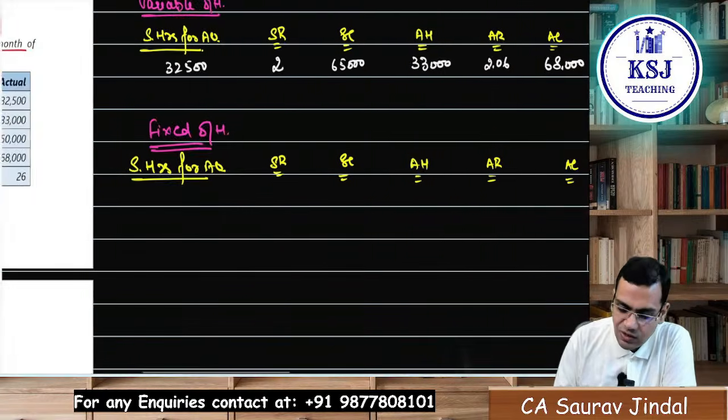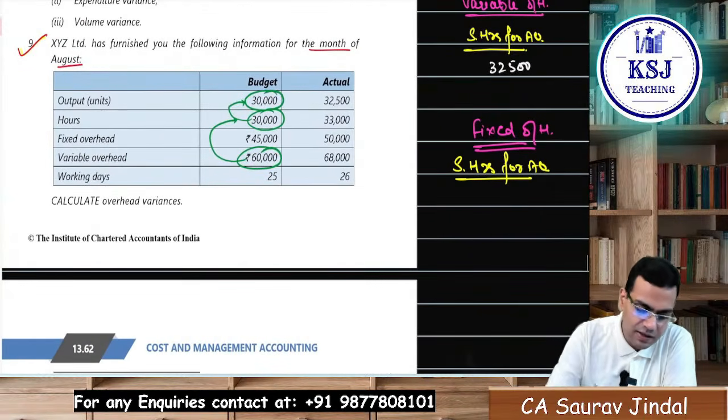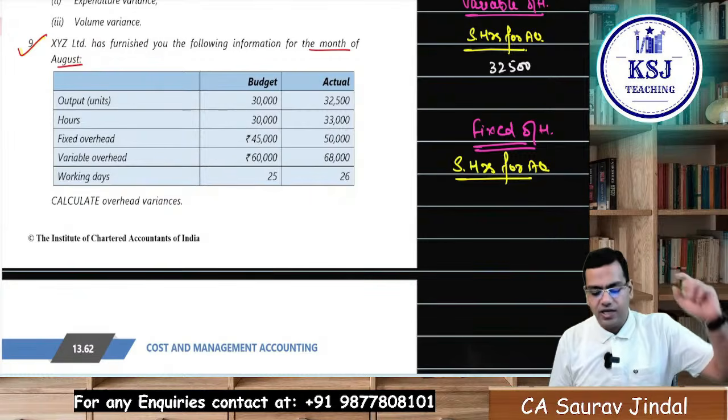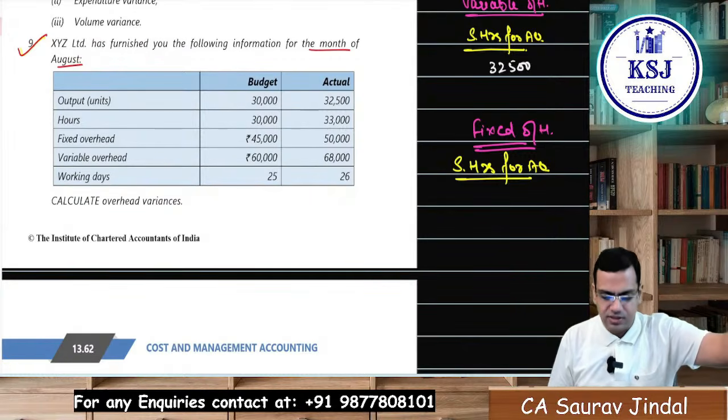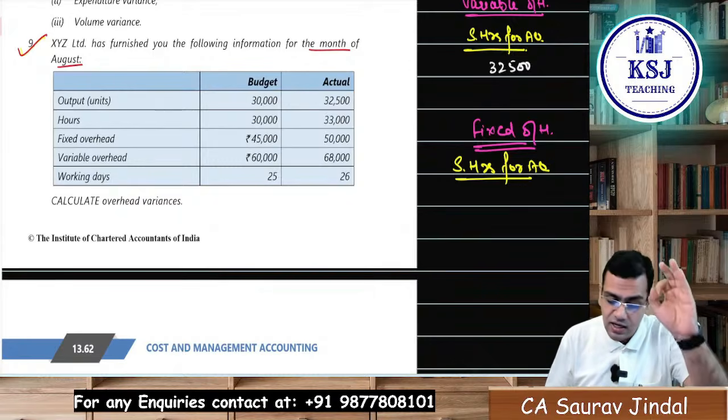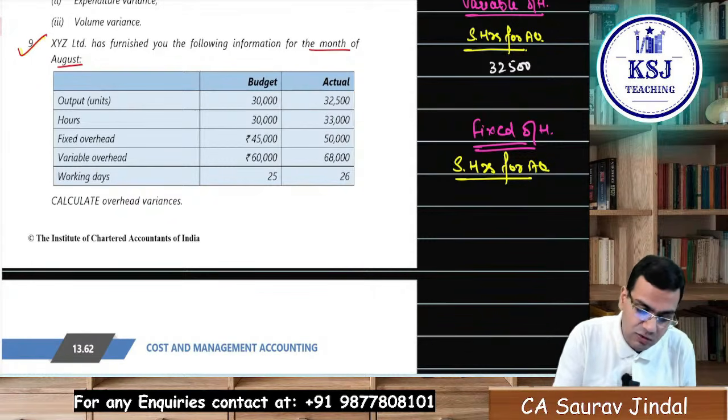Now we will start with what? We will start with the budgets first. Let's remove this. Okay. So what is the budgeted cost? Budgeted hours 30,000. What is the budgeted cost? Please be very careful here. Here we have to take the 45,000, sir.